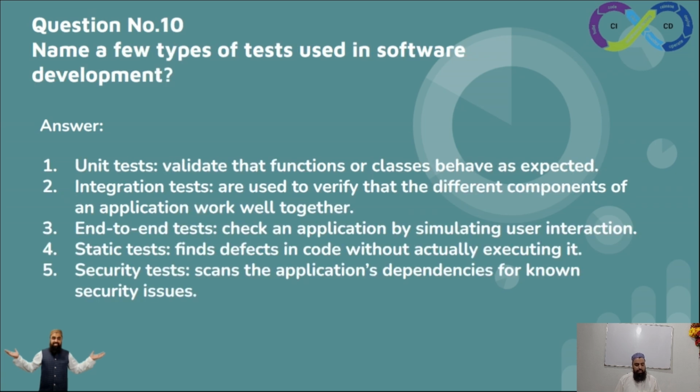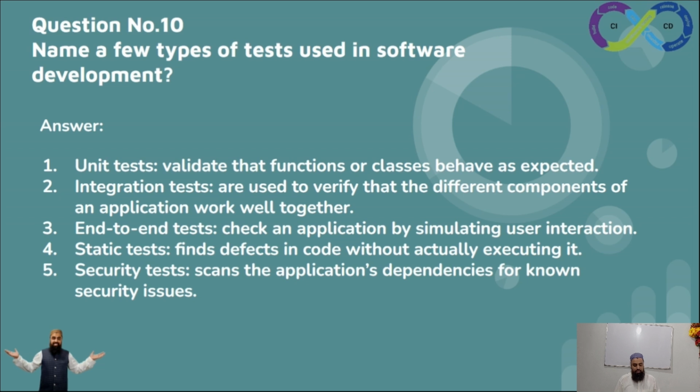Question number 10. Name a few types of tests used in software development. Now, by the way, this is related to QA, because the quality assurance team carries out such tests, but they are also part of our DevOps CI/CD pipeline. So we must have ideas about these tests: unit tests, integration tests, end-to-end tests, static tests, and security tests.